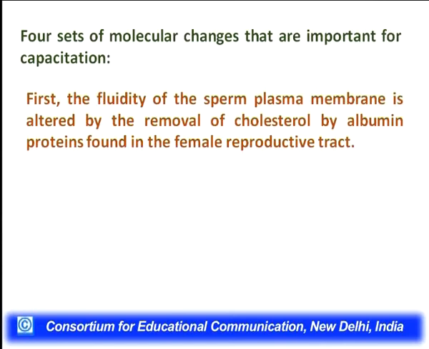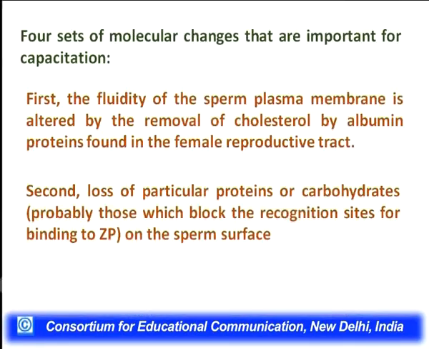Until the sperm is ejaculated into the female reproductive tract and reaches the vicinity of the egg, this cholesterol is not removed. Albumin is in high concentration around the ovum. Until then, the cholesterol molecules are not removed and therefore the sperm plasma membrane is quite sturdy and does not break open. The removal of the cholesterol in the vicinity of the ovum makes the sperm plasma membrane much more labile so that the acrosomal reaction can take place. So, this is the first important physiological change that is important for the process of capacitation.